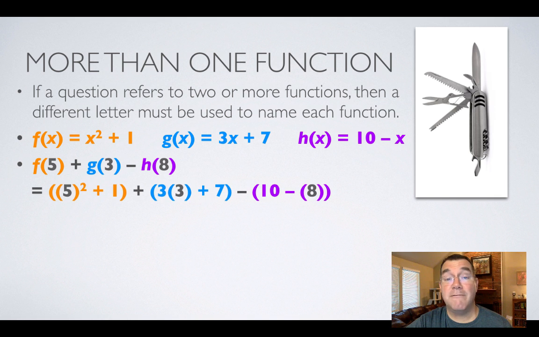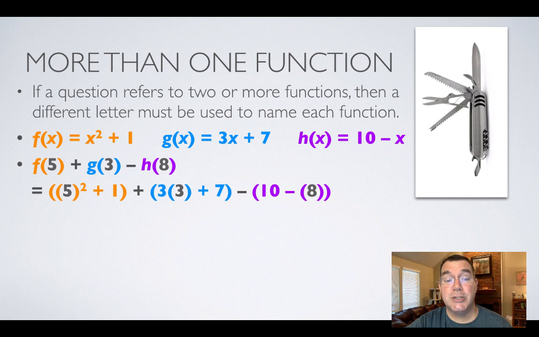So f of 5 would be x squared plus 1, but x is replaced with 5, so that would be 5 squared plus 1. g of 3 would be 3x plus 7, but x is replaced with 3, so that would be 3 times 3 plus 7. And then h of 8 would be 10 minus x, with x replaced with 8, and that would be 10 minus 8. So you see how the substitution works there.